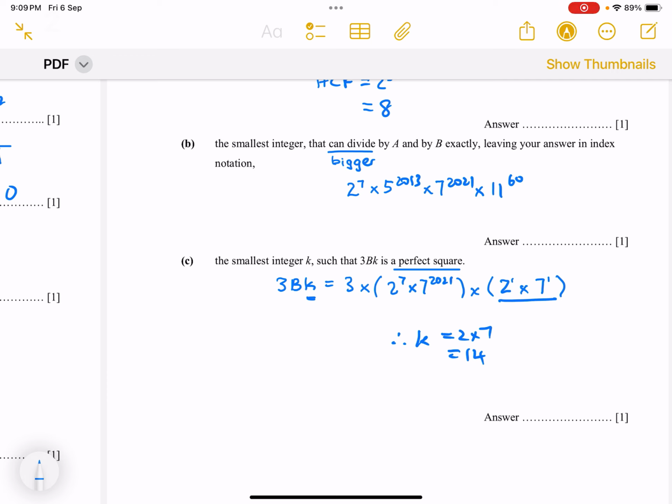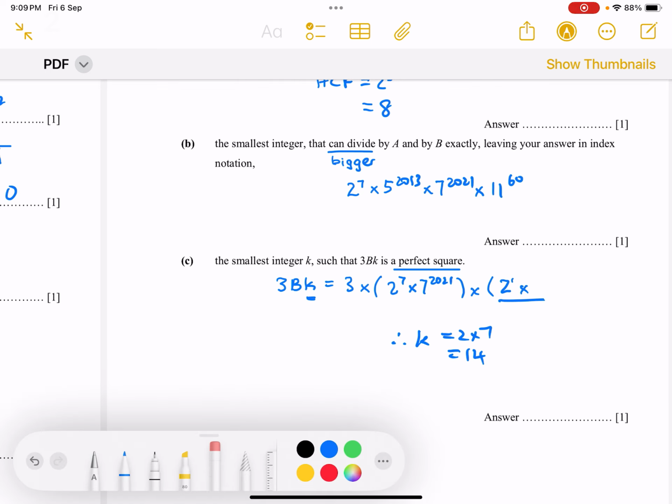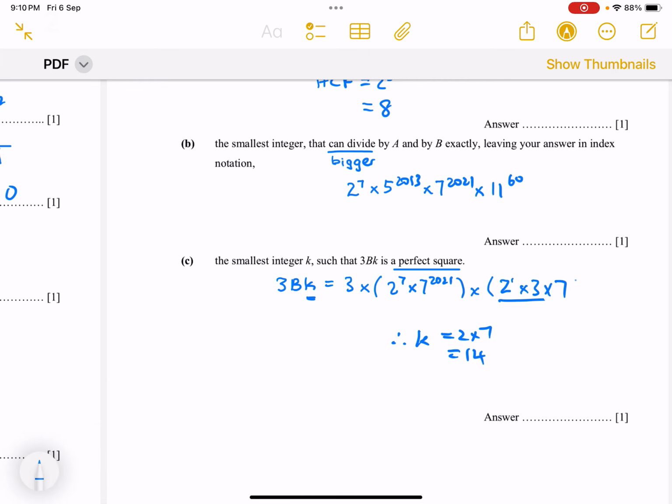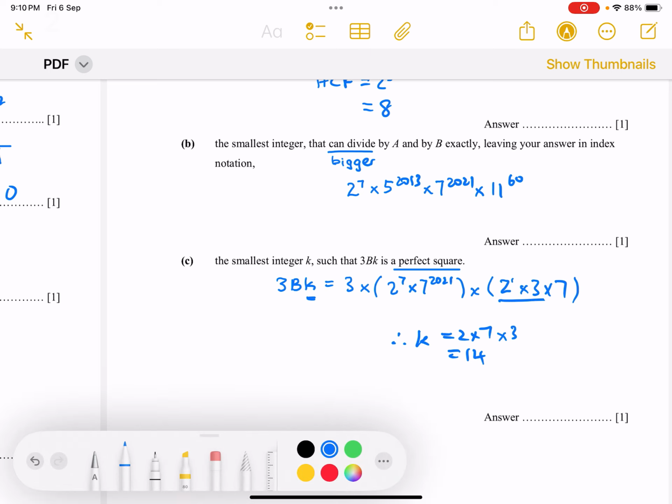We also have the number 3, because in order to have a perfect square, 3 also must be considered. So we have times 3 times 7 to get a 3 square. Alright, so times 3, therefore the answer is 42.